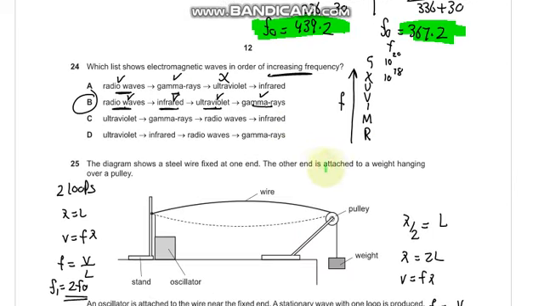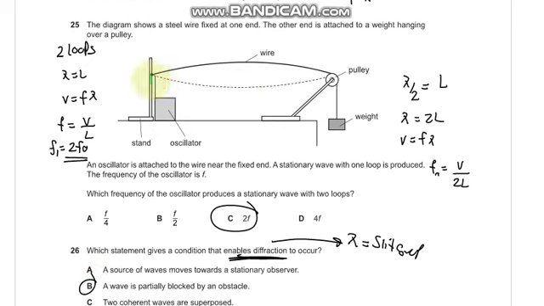So question number 24 asks which list of electromagnetic waves is in order of increasing frequency. That's a recall question, you need to realize that it's B. Question number 25 says that in a single loop the frequency is f. What would be the frequency for a double loop?